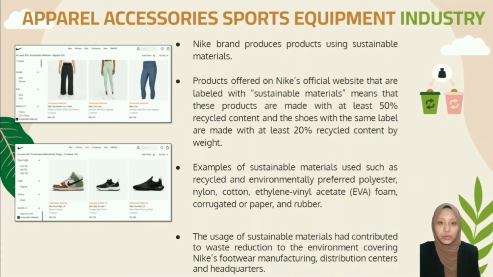Next, the Nike brand, which is one of the apparel, accessory, and sports equipment industry, also produces products using sustainable materials. The products offered to consumers on Nike's official website that are labeled with sustainable materials means that these products are made with at least 50% recycled content, and the shoes with the same label are made with at least 20% recycled content by weight. The sustainable materials that are mainly used for Nike's apparel and shoe production are recycled and environmentally preferred polyester, nylon, cotton, ethylene vinyl acetate foam, corrugated paper, and rubber.